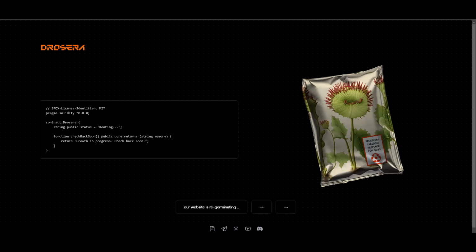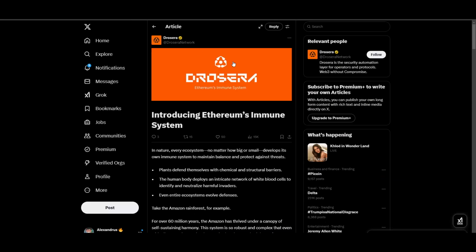So what does a security automation protocol add to this? Well, it's like a framework for creating and executing automated actions in response to different emergencies or events. And those emergencies or events are things that are happening on chain on Ethereum, because Drosera is Ethereum native. So we will be going into all of that. So yeah, let's jump right into it.